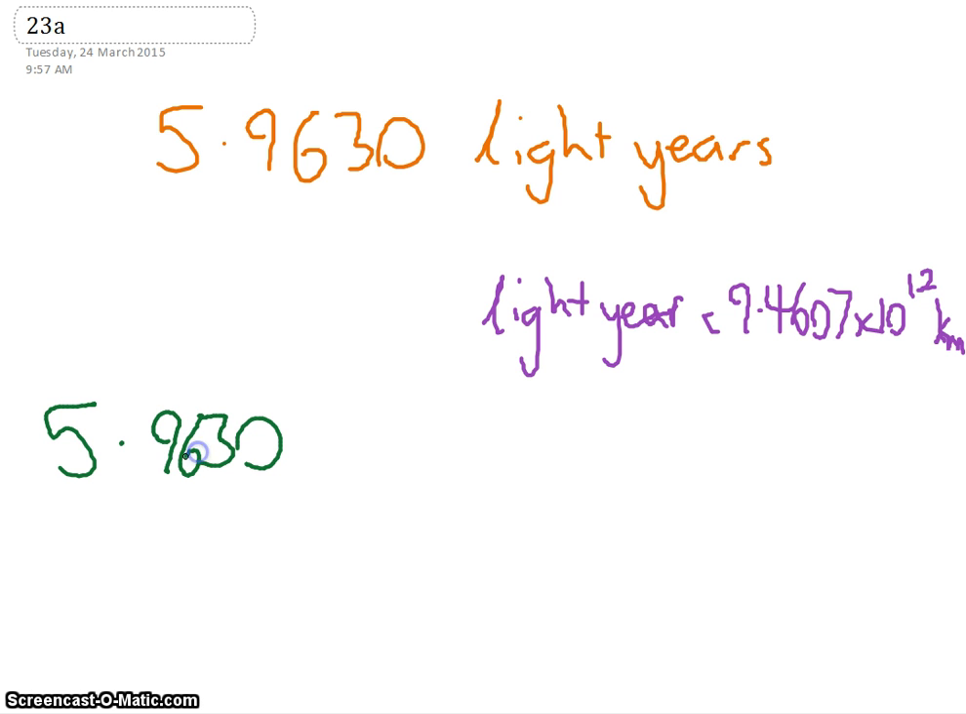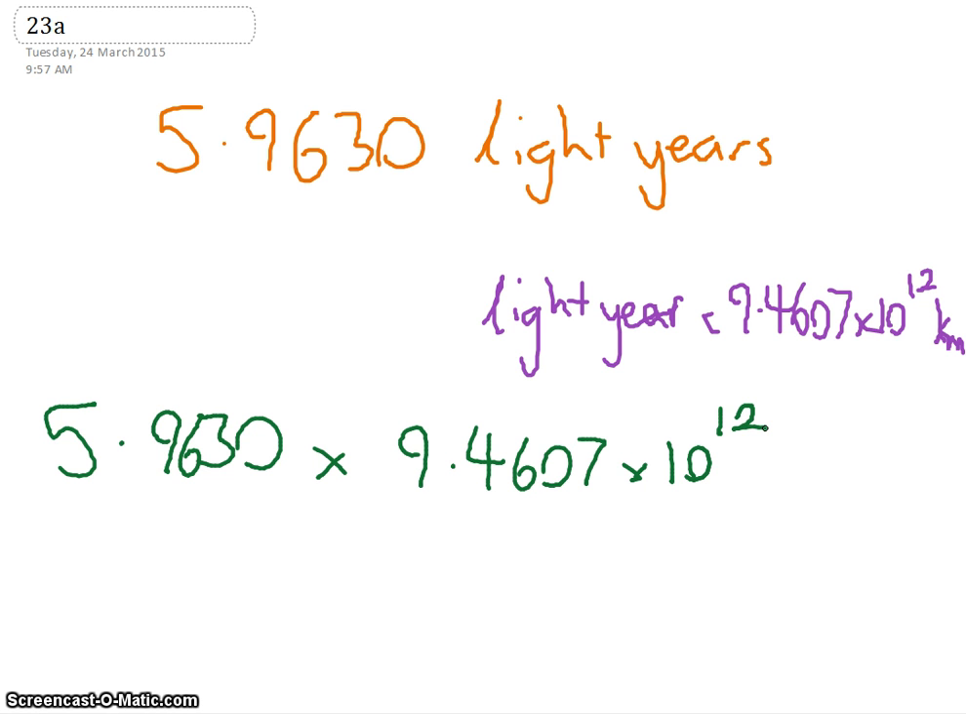Okay, so 5.9630 times 9.4607 times 10 to the 12. You just got to remember that. All you're doing is saying that I am 5.9630 light years away. If I said you were 2 light years away, you'd just double that. If I said you're 4 light years away, you just times it by 4. Well, I've said you're 5.9630 light years away, so you just times it by 5.9630. Now someone's going to put that into a calculator and it's going to give you an answer.